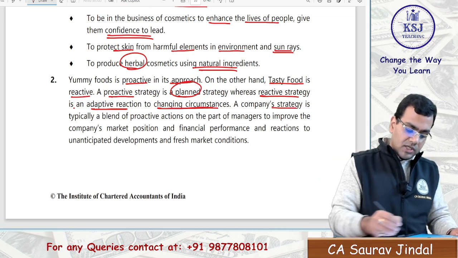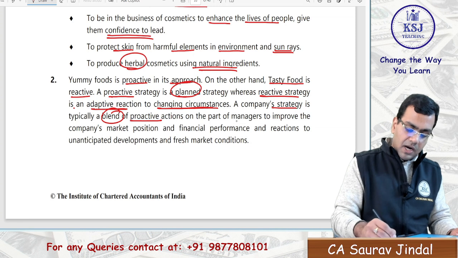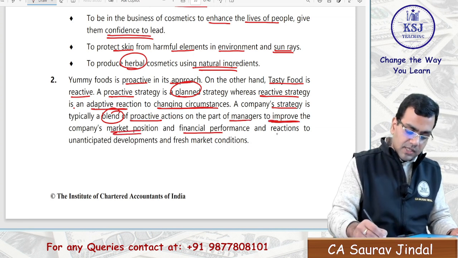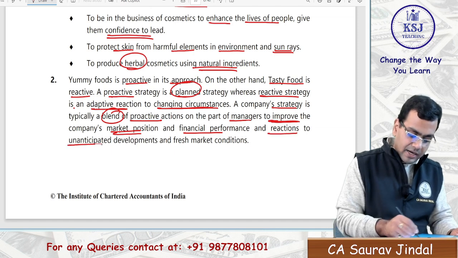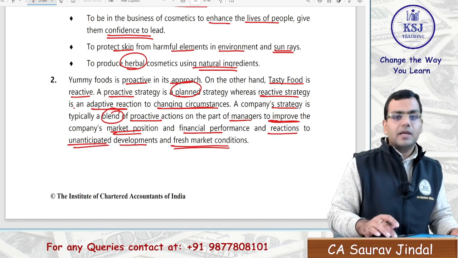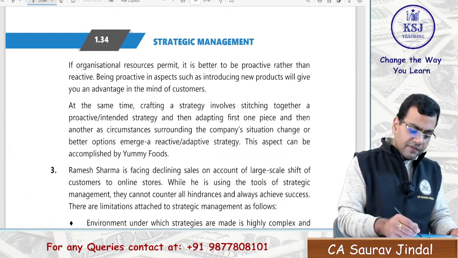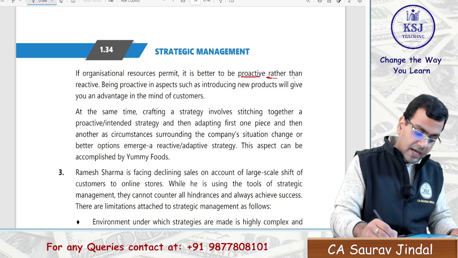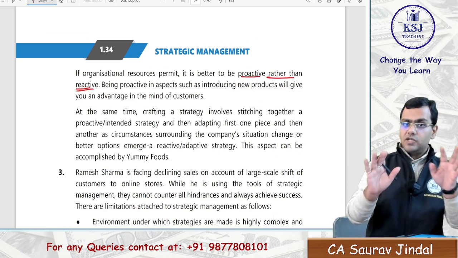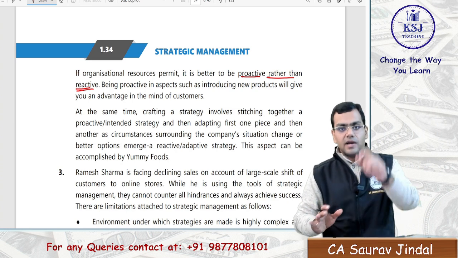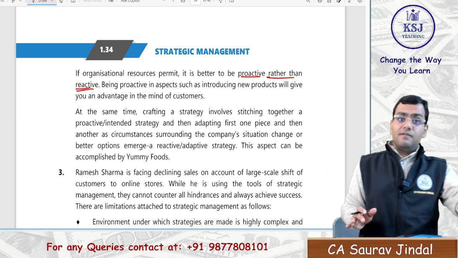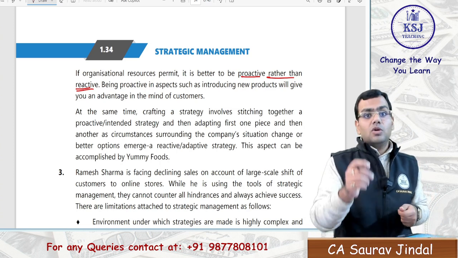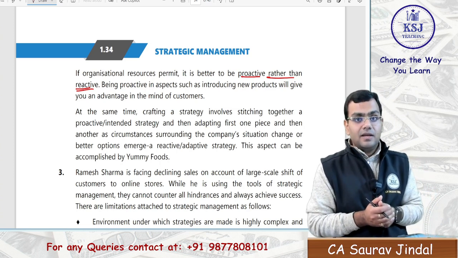A company's strategy is typically a blend of proactive actions on the part of managers to improve the company's market position and financial performance, and reactions to unanticipated developments in fresh market conditions. If the organizational resources permit, it is better to be proactive rather than reactive. If you have sufficient resources, and the right people who can analyze the environment on time and give you the right strategies, then it's better to be proactive rather than reactive.